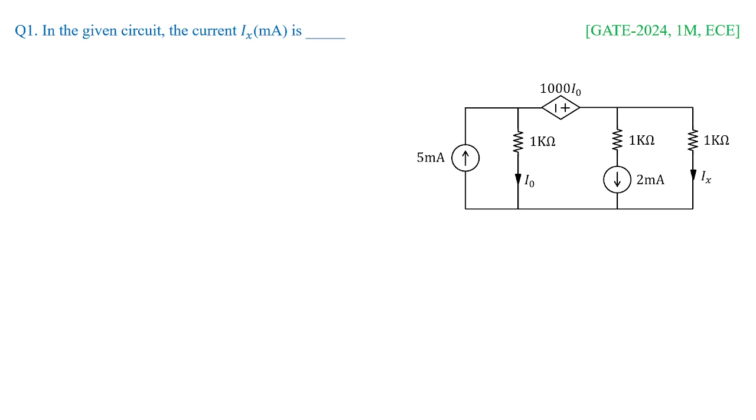For that, you can see in the first problem, in the given circuit, the current Ix in milliamperes is dash. So we don't know what is the exact answer, so we have to solve this particular problem. For that, we are going to assume two node voltages V1 and V2 over here like this, and then we are going to apply KCL for the supernode.